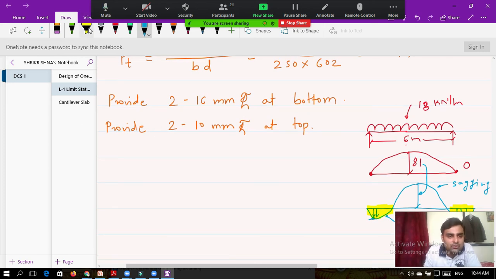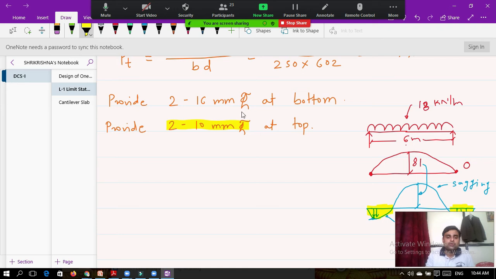To resist this hogging moment, we are providing these two bars of 10 mm diameter, and this bending moment is very less, not much more. That is why these two anchor bars are sufficient to resist the moment. If the section is quite large, then in addition to this we need to provide top extra bars. But in our case our section is not a large section or a girder beam. That is why these two bars of 10 mm diameter are sufficient in our case.